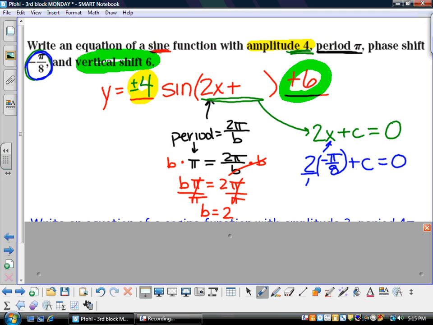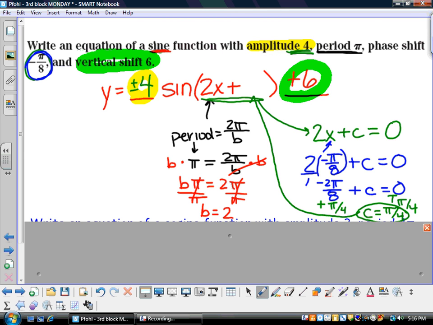Let's see, 2 is like 2 over 1, so when I multiply I get negative 2 pi over 8 plus c equals 0. You might reduce that to negative pi over 4. I'm going to add that to both sides, so I'm going to add pi over 4 to both sides. And I get a c value of positive pi over 4. That's the number that's going to fill in this last little part in the parentheses.